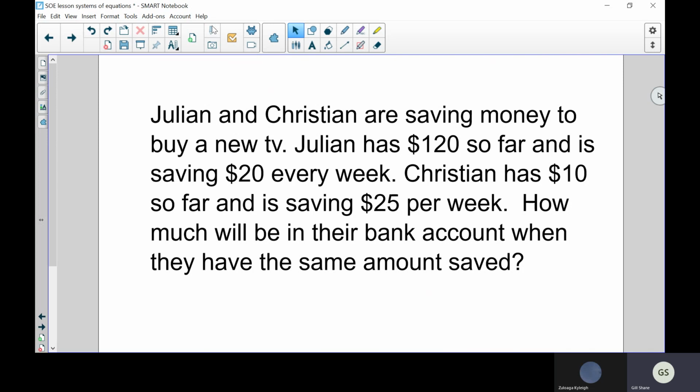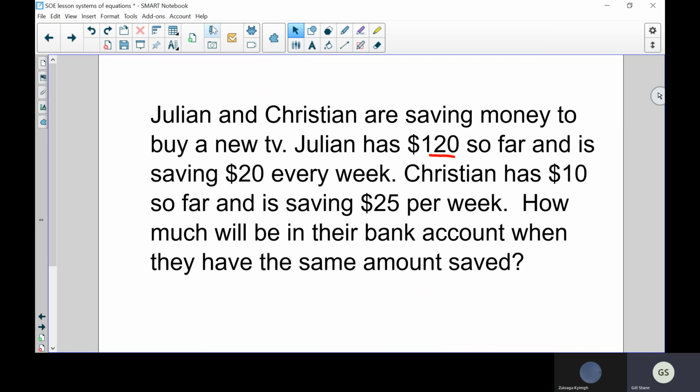Are there starting numbers in this? Is there some number we have before we start tracking anything? Yeah, absolutely. In their bank account, before we start adding money to that every week, there's already money in there. There's a starting number in there. So absolutely, we have starting numbers.